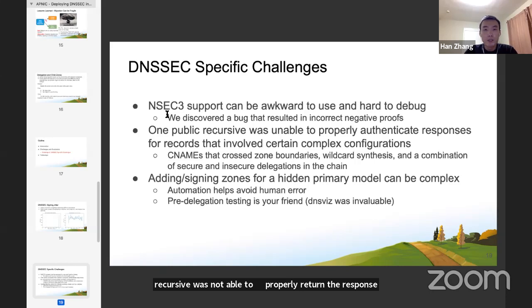As we applied a hidden primary master, adding a zone and signing this zone can be complex. Our recommendation is to add as much automation as possible, because it helps avoid human errors. And we always do pre-delegation testing before any production changes, like changing NS records or adding DS records. We use DNSViz for our pre-delegation testing. It's super helpful.